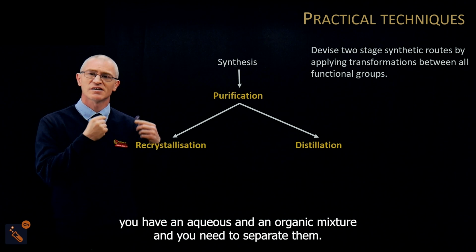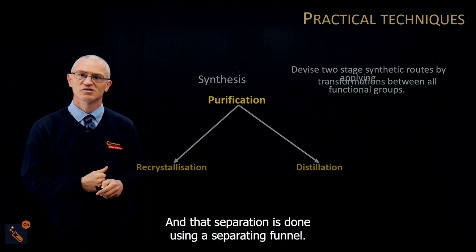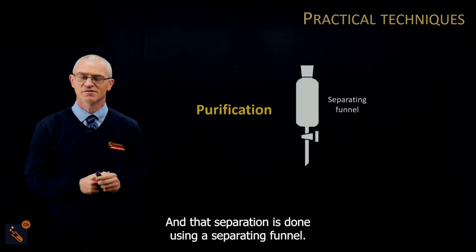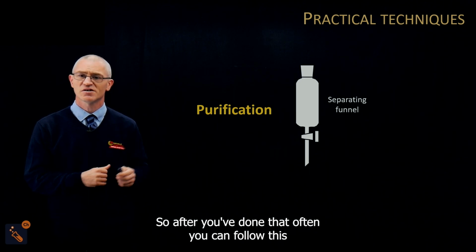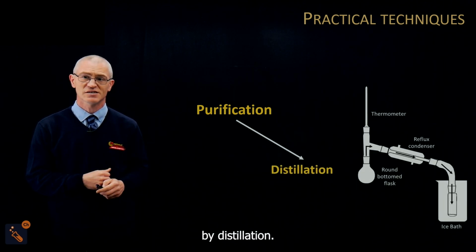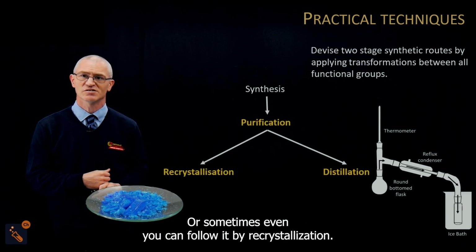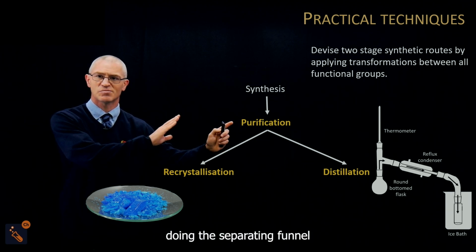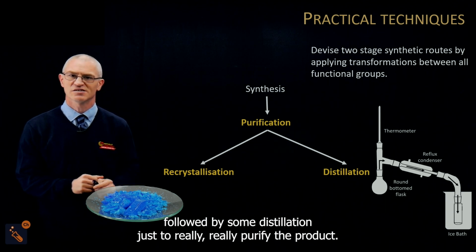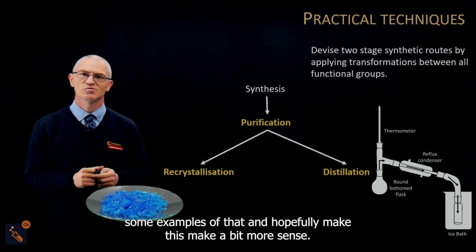sometimes you have an aqueous and an organic mixture and you need to separate them. And that separating is done using a separating funnel. So after you've done that, often you can follow this by distillation, or sometimes even you can follow it by recrystallization. But most of the time it's going to be doing the separating funnel followed by some distillation just to really purify the product. But let's go through some examples of that and hopefully make a bit more sense.